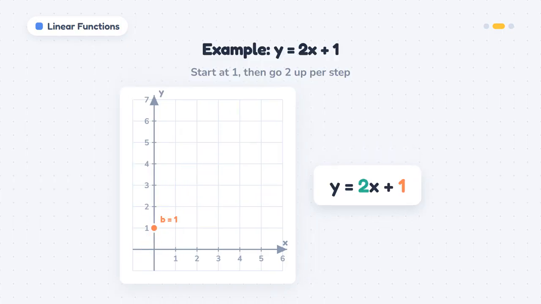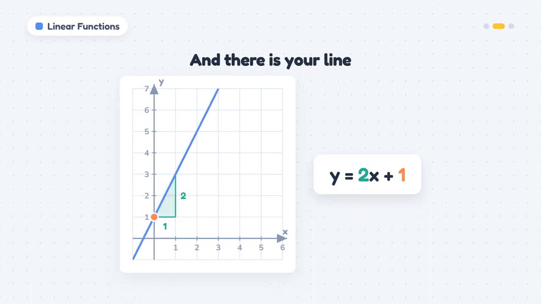Let's do an example. Y equals 2x plus 1. We start at b equals 1 on the y-axis. From there, one step right and two steps up. Connect them, and there is your line.